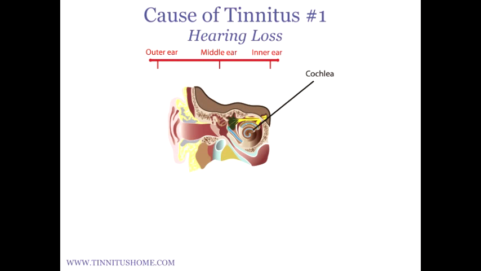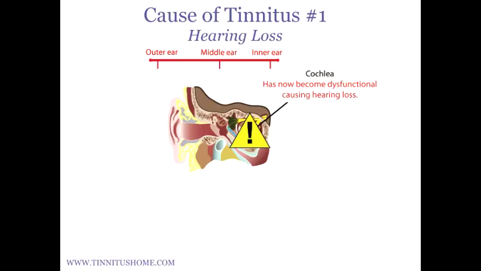Now, we consider how tinnitus develops. Probably the most common way tinnitus develops is when there is hearing loss. Hearing loss can come from any part of the ear. Dysfunction of the outer ear, middle ear, inner ear, or even the hearing nerve can cause hearing loss, which can then lead to tinnitus. The most common site of hearing loss is the inner ear, also known as the cochlea, as is shown in the diagram.